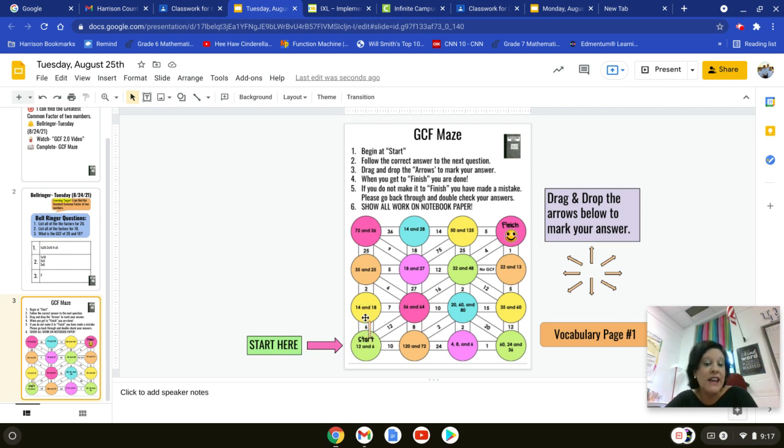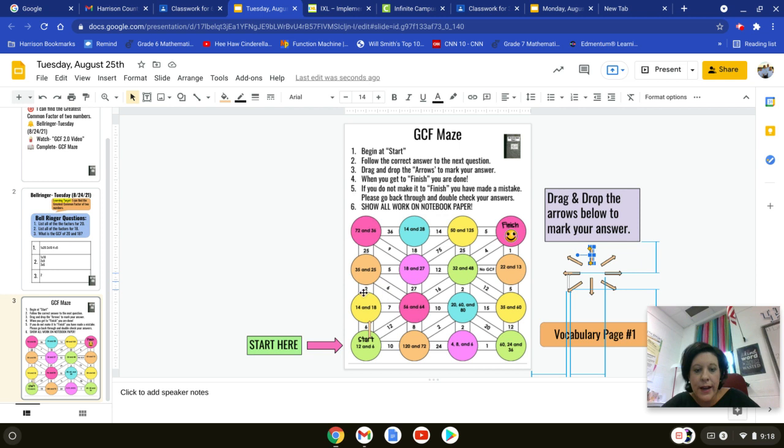Now we have to find the GCF of 14 and 18. So you might make your list in your notebook or on a sheet of paper. So it's either going to be 2 or 7. So the correct answer is 2. 2 is the GCF. So I'm going to take this little arrow and drag it over, and it goes right there.